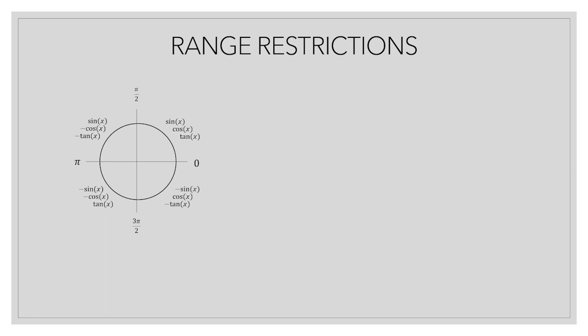Many of you guys have heard the phrase, all students take calculus. Hopefully you will. This phrase just tells us when sine, cosine, and tangent are positive. They're all positive in the first quadrant, sine's positive in the second quadrant, tangent's positive in the third quadrant, and cosine's positive in the fourth quadrant.